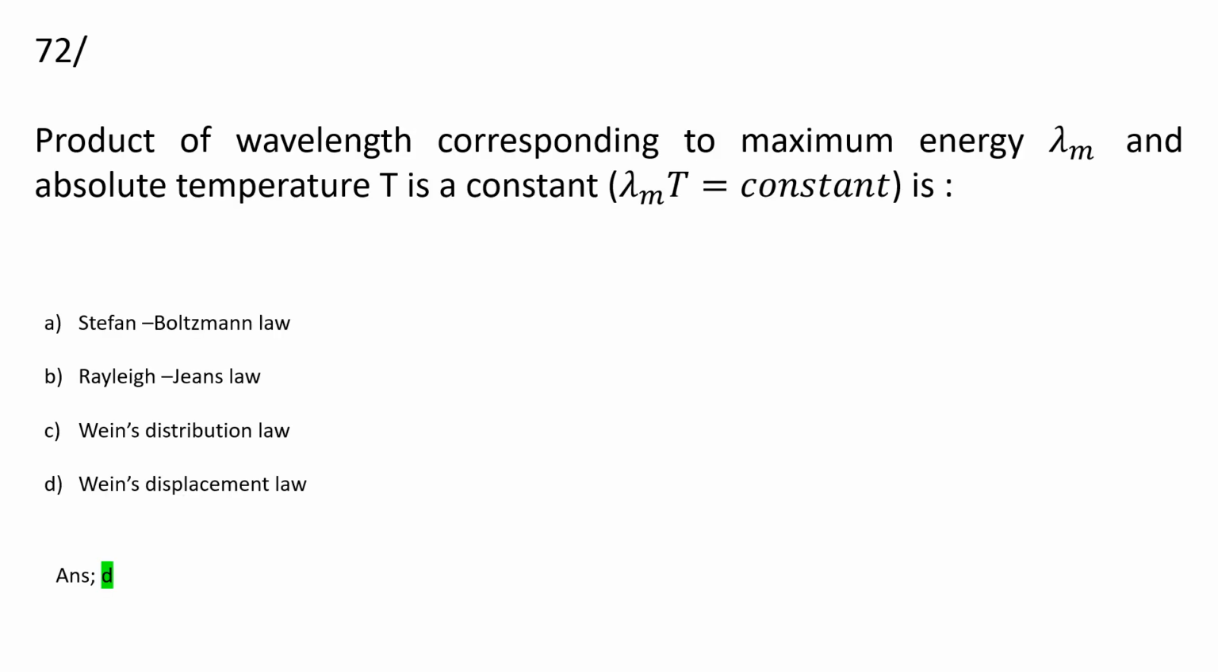And then the second question says, the product of the wavelength corresponding to maximum energy, lambda m, and absolute temperature T is constant. That is, lambda m T is equal to constant. And we have to find out whose law this is. The options are Stefan-Boltzmann law, Rayleigh's law, Wien's distribution law, and Wien's displacement law. And we all know that this is Wien's displacement law, that is, maximum lambda into absolute temperature is constant.